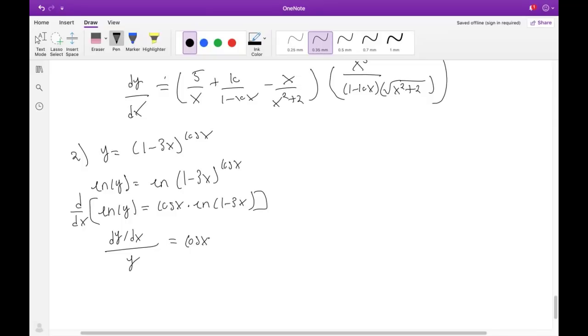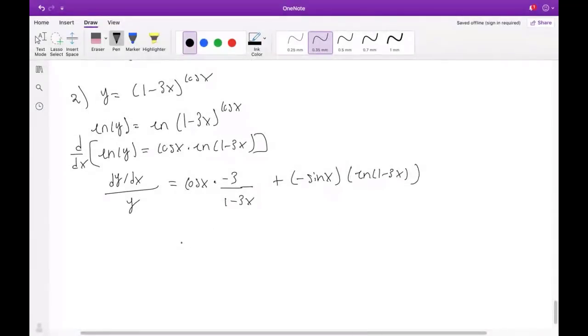So I'll keep cosine x the same. I'll have -3 over 1 minus 3x by taking the derivative of the ln function. And then I'll have the derivative of cosine x, which is negative sine of x. And then I'll keep ln of 1 minus 3x constant. Then we can simplify this down after we move the y over.